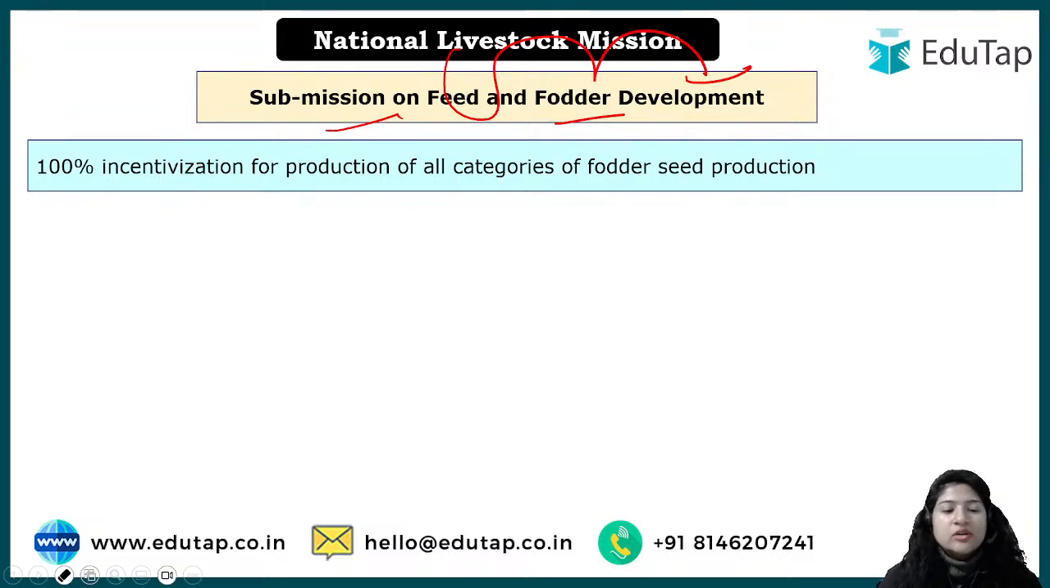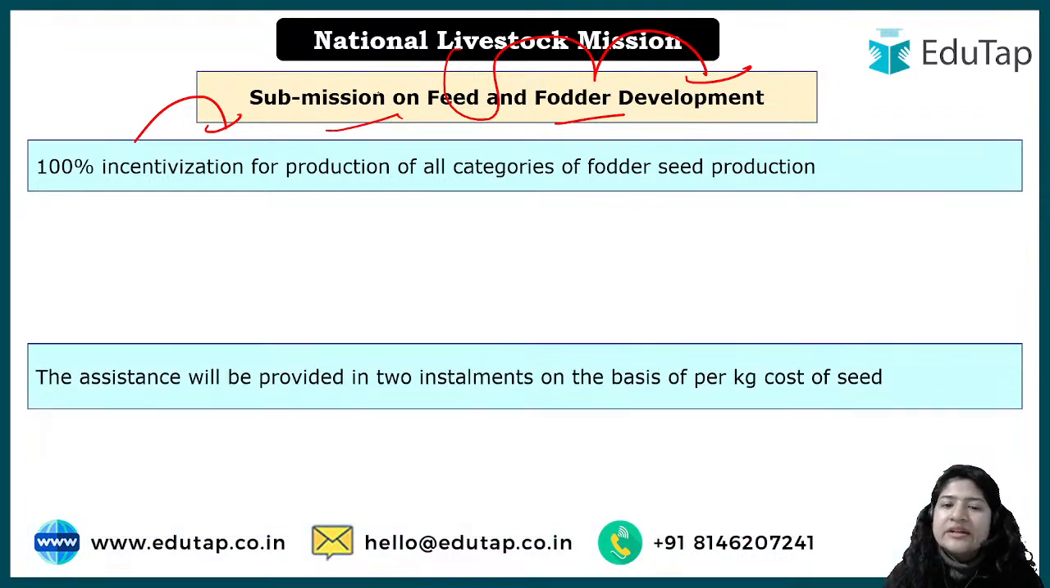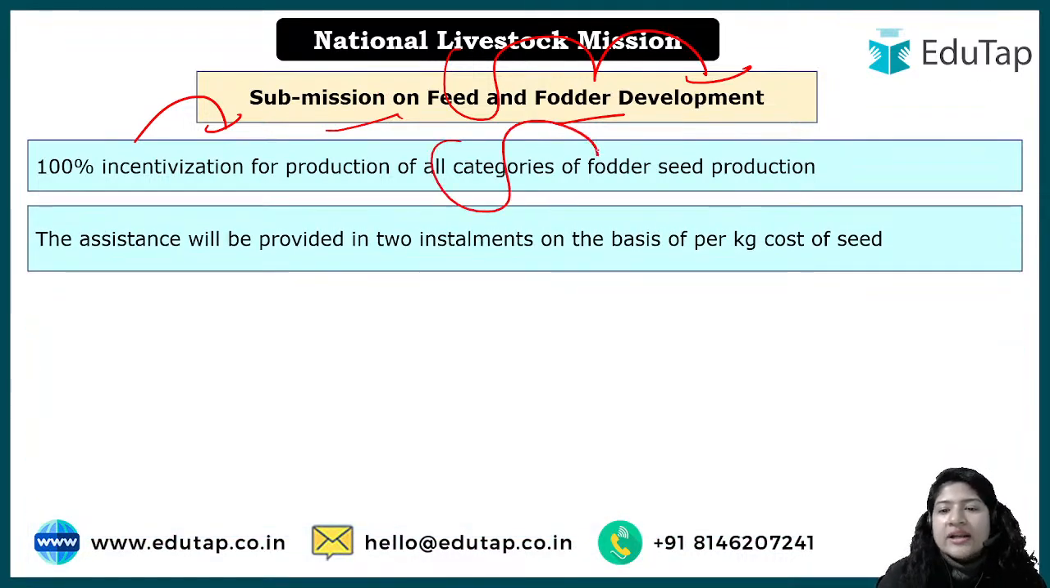Unlike the first case where only 50% of the cost was given, see, usually under this particular scheme, government institutes are the ones included. Now because government institutes are included, that is why 100% incentive has been provided in all categories of fodder seed production. Okay. Look, fodder can be of different types.